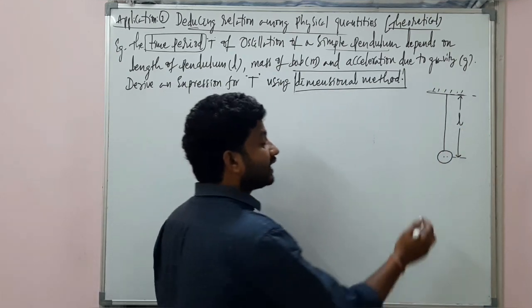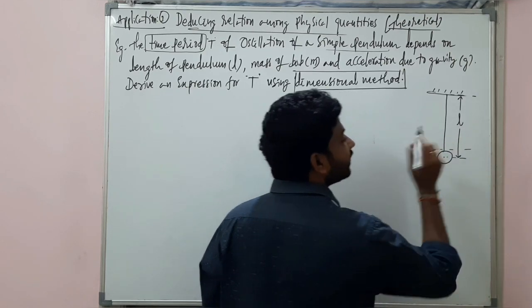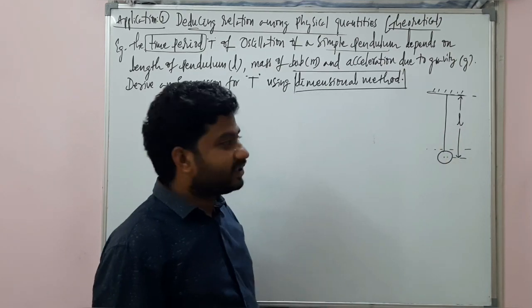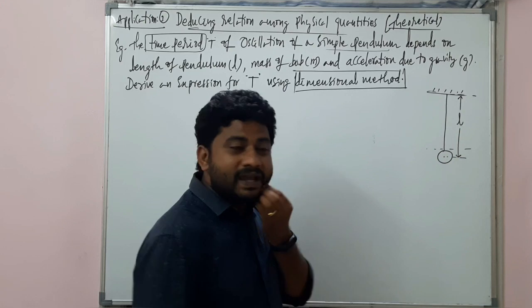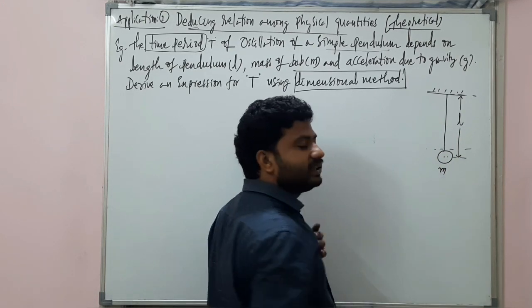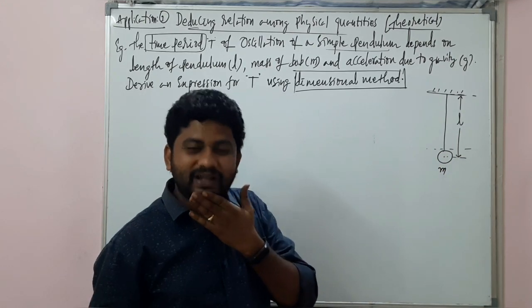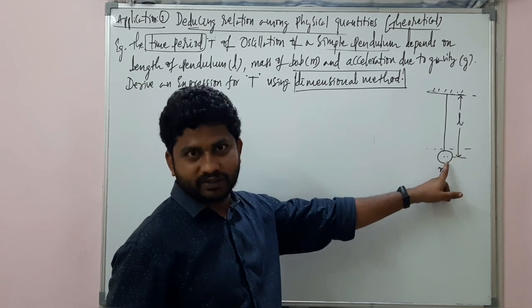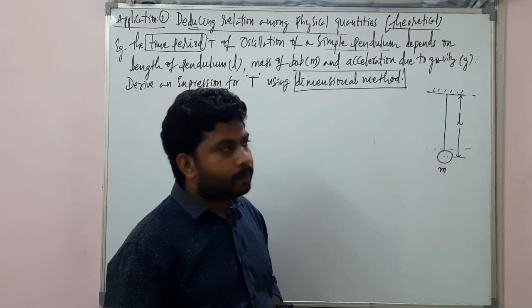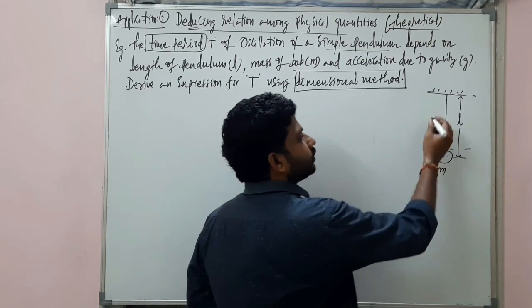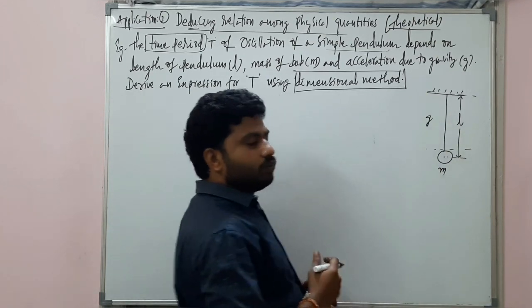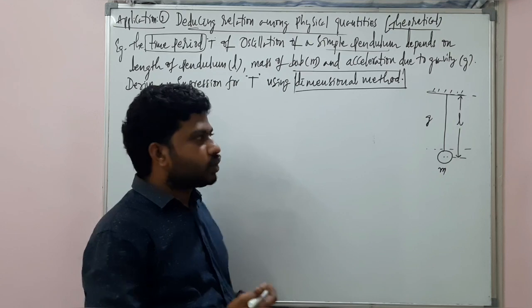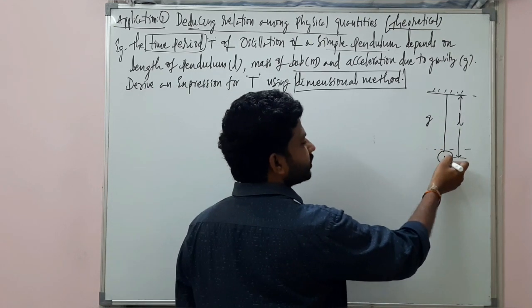So don't consider that the length of the pendulum extends to here. No. This is the length of the pendulum. And the mass of the ball, generally an iron ball or a steel ball, that's called a metal ball. You know, acceleration due to gravity is denoted with a small g. So this is called the mean position.